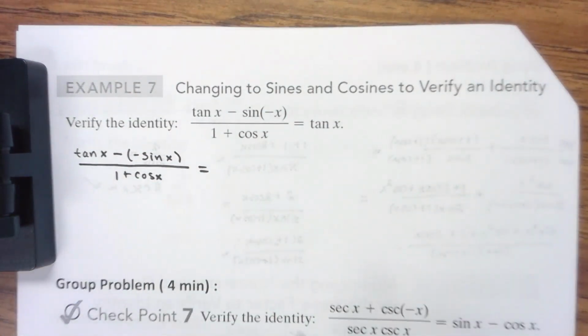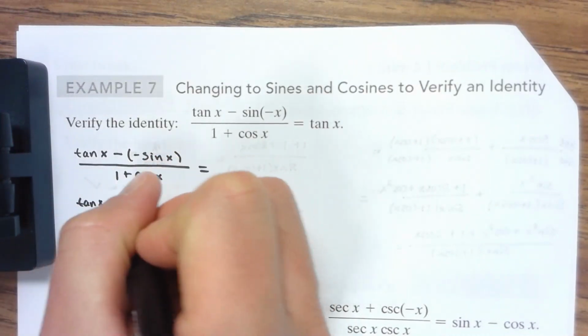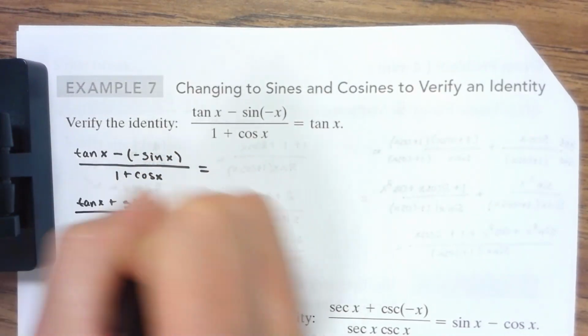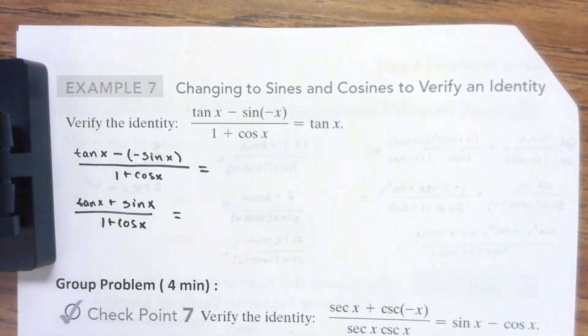All right, so what I've done is replace sine of negative x with negative sine of x, based on that even-odd identity on your identity sheet. Well, that makes this tangent of x plus sine of x, and then over 1 plus cosine of x. Now, once we get here, there's no obvious thing for us to do.